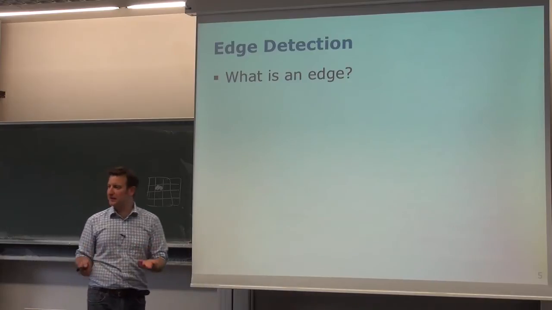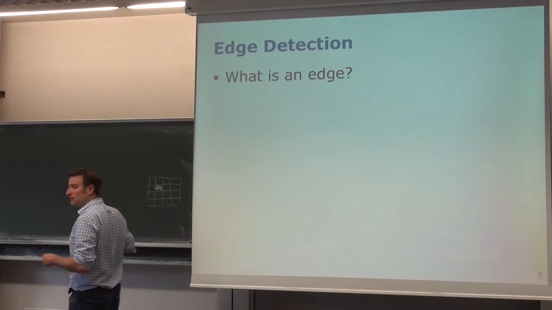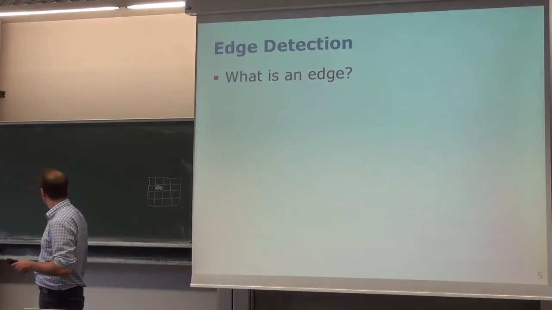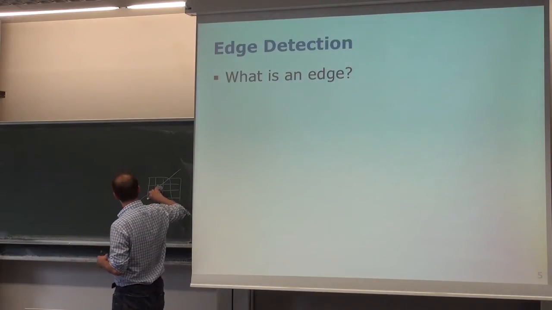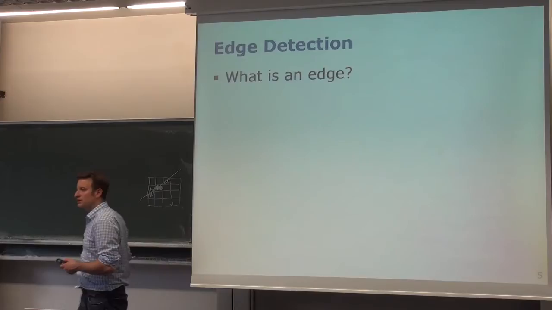So for obtaining an edge, there should be a certain extent. So there should be a change in intensity values along a smooth line. So we have some smooth line through my image. This is a line through my image. And let's say I have those values over here, which are bright, the others are dark. That's something we would actually call an edge.